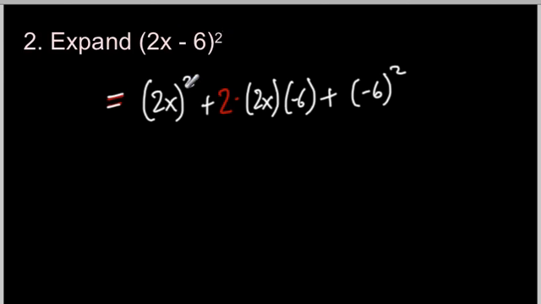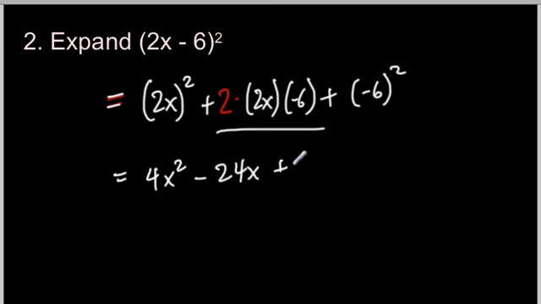You take the first term and square it, and you take the last term, which is negative 6, and square it, and the middle term is always 2 times the first term, which is 2x, times the last term, which is negative 6. So this squared is 4x squared. 2 times 2x is 4x. 4x times negative 6 is negative 24x. And then negative 6 squared is always positive 36. And that's the solution.